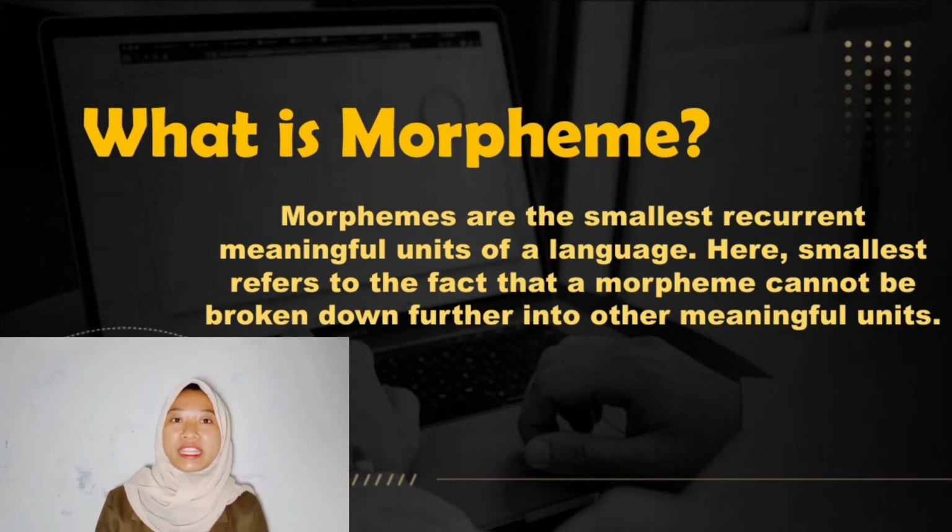Example, cat. In the word cat, there is only one morpheme, because cat cannot be broken down further into other smaller meaningful units for which the separate parts equal the meaning of the original. But for the word cats, there are two morphemes. The first is cat and the second is s.